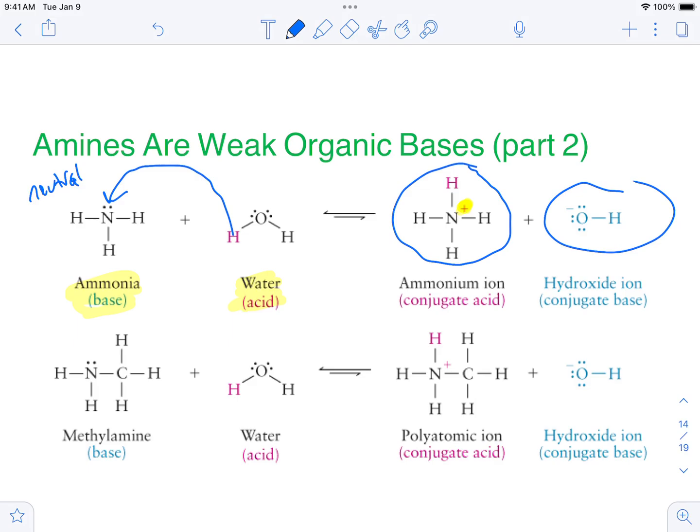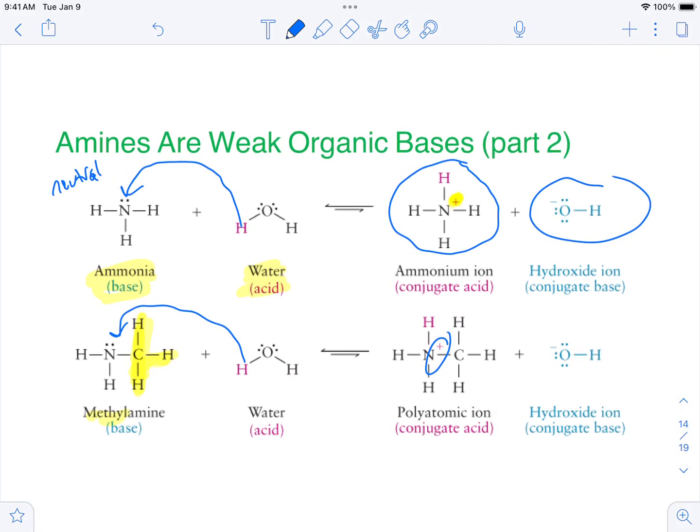Likewise, below that we have methylamine. So here's our methyl group here. So this would be a primary amine, 1 R group. And we have water, and the same thing is going to happen here. This H is going to get attached here, and we have our N turning positive. So it's acting as a base.